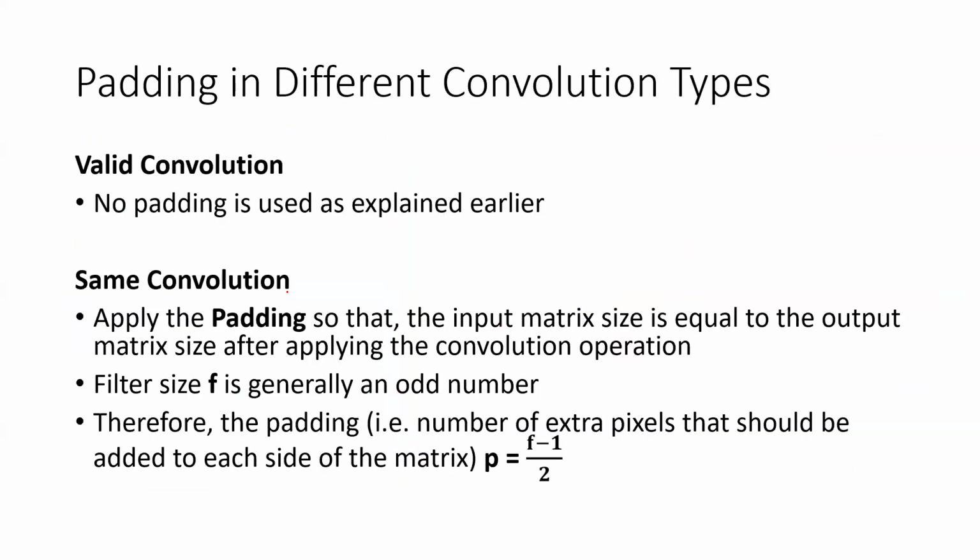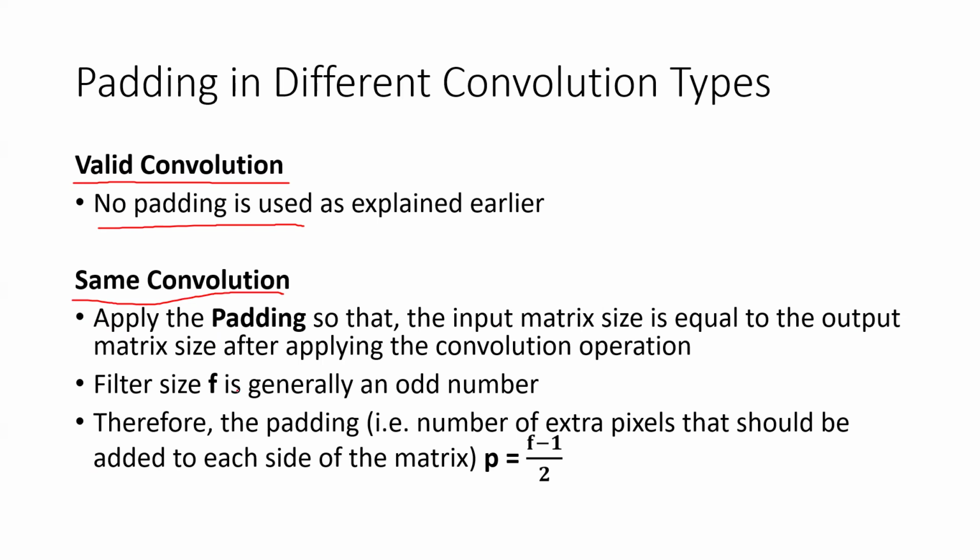So when you are using no padding, that means when you are allowing the image to be reduced when it comes to the output image, this type of convolution is known as valid convolution, because there is no padding used, which we explained before the padding section. Once you apply the padding so that the resultant image or matrix has the same dimensions as the original image or matrix, it is known as same convolution.